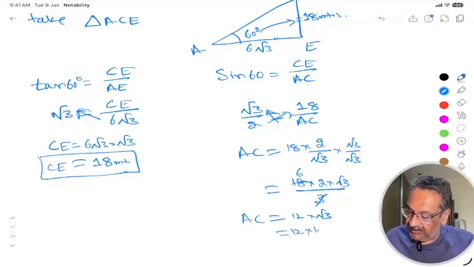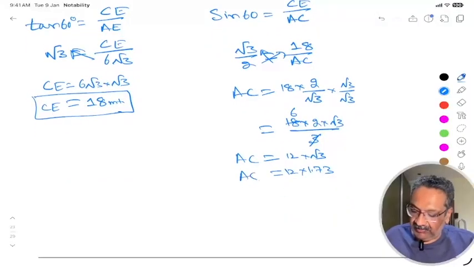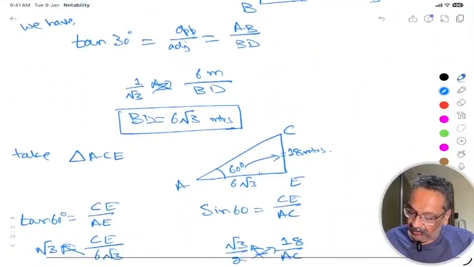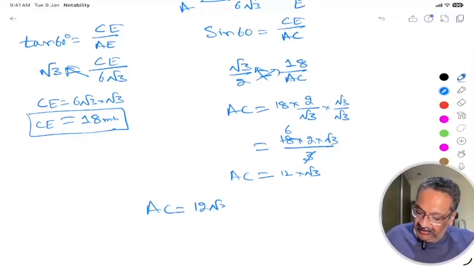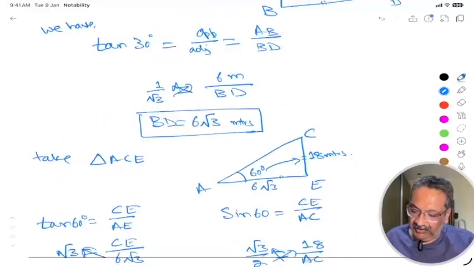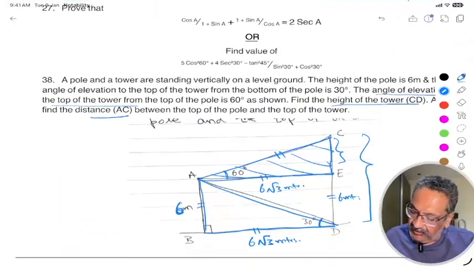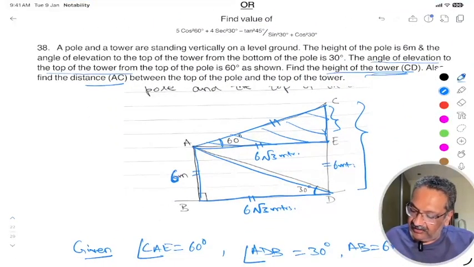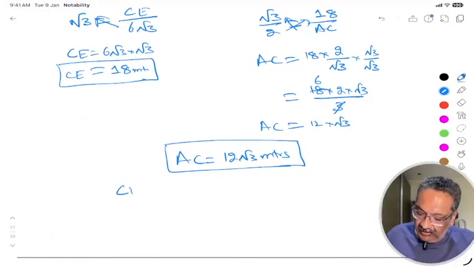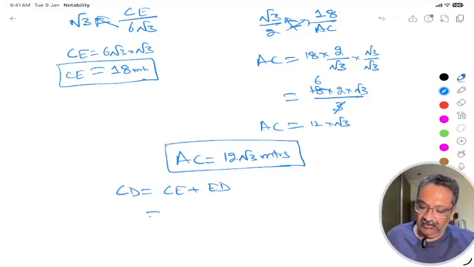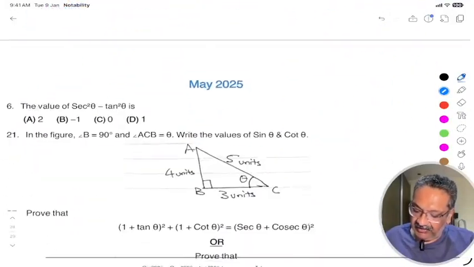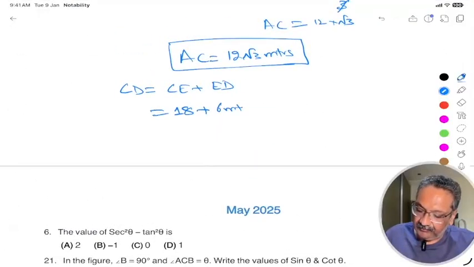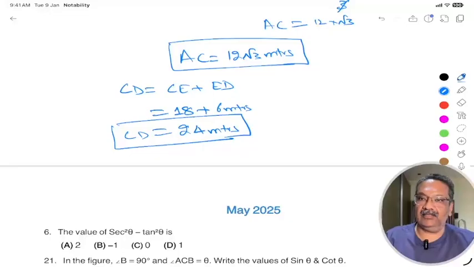I can either keep it as it is or multiply by 1.73. The value to take has not been given, they have not told us, so I can keep it as it is. I can keep AC as 12 root 3 meters. So one thing we know: they asked for AC, and we found AC. What else? They asked for CD. Correct? So the value of CD is nothing but CE plus ED. CE is 18 meters plus ED. Where do we have ED? ED is nothing but AB, which is 6 meters. 18 plus 6 is equal to 24 meters. So we got both the answers. All right.